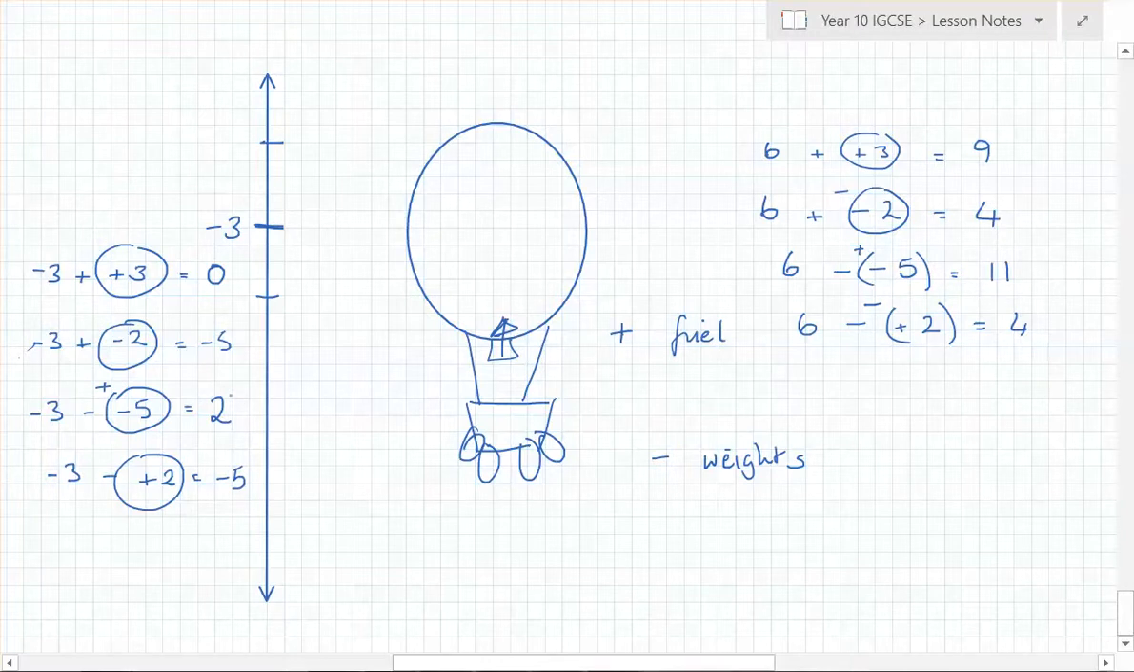You've just got to figure out what does the balloon do? Does the balloon go up? Does the balloon go down? And remember where you start from.